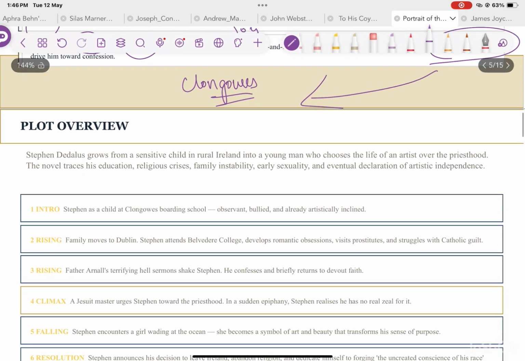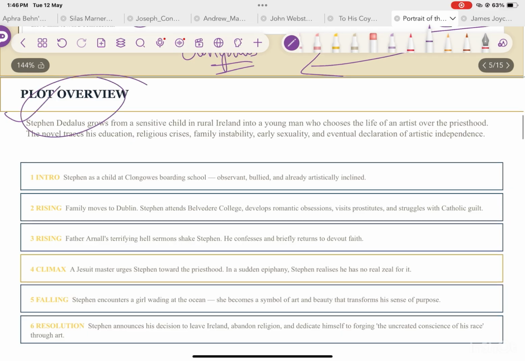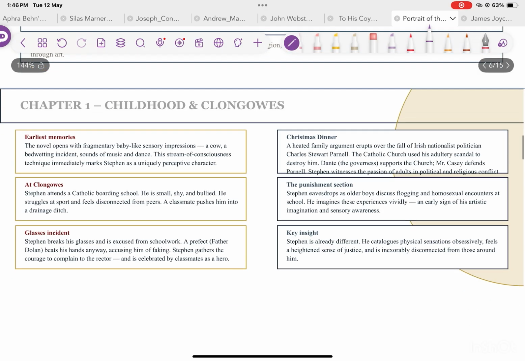So, all these things you can see in the plot overview in a gist. So let's move to chapter one. In chapter one, the novel opens with Stephen Dedalus as a very small child, almost like a baby, experiencing the world through sensation rather than clear logical thoughts.